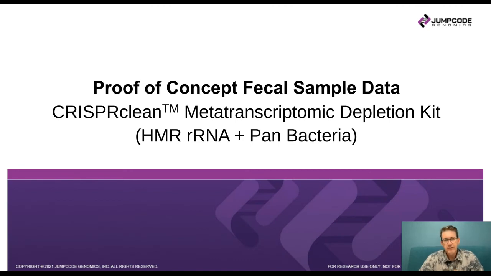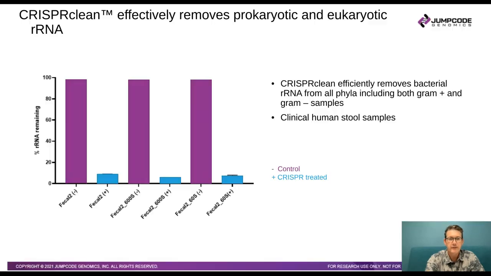So first, I'd like to present some early proof of concept data that we generated using our metatranscriptomic kit that depletes human ribosomal, but that ribosomal is designed for mouse and rat as well, plus pan-bacterial ribosomal. And this was early data that we generated that helped us to understand the path forward for a universal infectious disease assay. As mentioned here, this is on clinical fecal samples that we worked on.